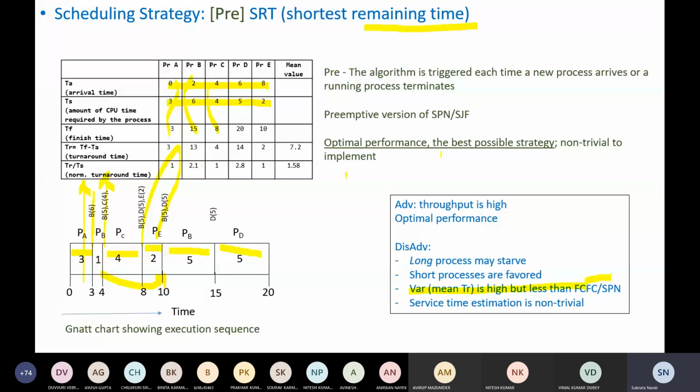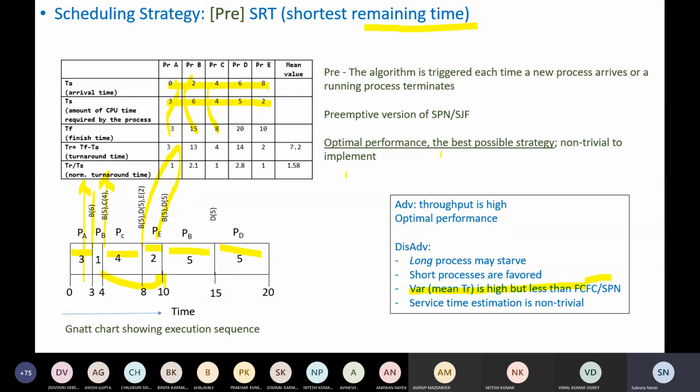So if we can do that, definitely the normalized turnaround time, that is your turnaround time with respect to your waiting time, will be the minimum for all the processes. So this probably can be the best possible performance this can provide, or we can say it's optimal performance. So this takes into account the remaining service time.